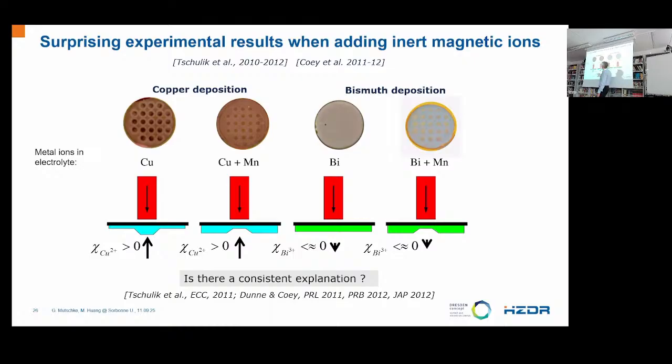So this is the copper case we just talked about. This is what you get when you add manganese ions in excess to the electrolyte. So you get an inverse structure. For bismuth, as this is diamagnetic and the susceptibility is quite low, you don't see anything in the experiment. But if you add these magnetic ions, then you get this inverse structuring again. And the question is how to explain it.